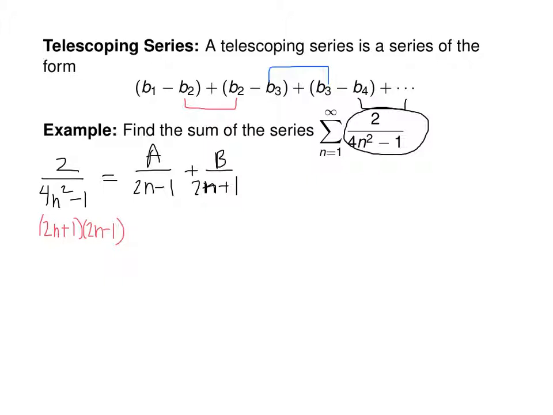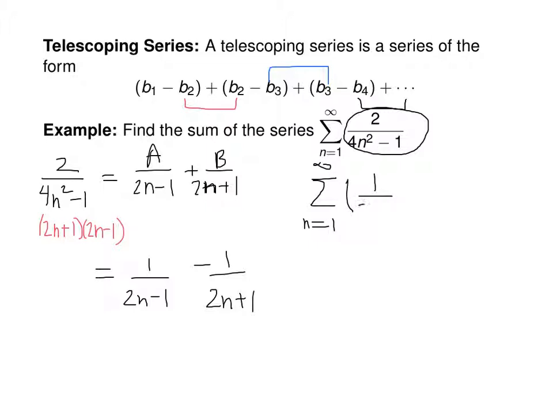And if you find your partial fraction decomposition using the techniques we learned in the previous lesson, you'll have that a is 1 and b is negative 1, and we have 1 over 2n minus 1 minus 1 over 2n plus 1. So my series is the same thing as the sum from n equals 1 to infinity of 1 over 2n minus 1 minus 1 over 2n plus 1.